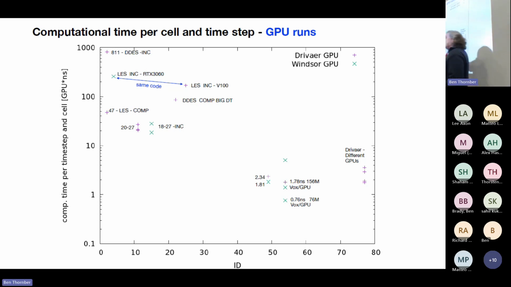Here we see these values that are very, very fast per time step. So these are the lattice Boltzmann code and a finite difference code. They are all close to 1 nanosecond per degree of freedom and time step. So these are the results over here.